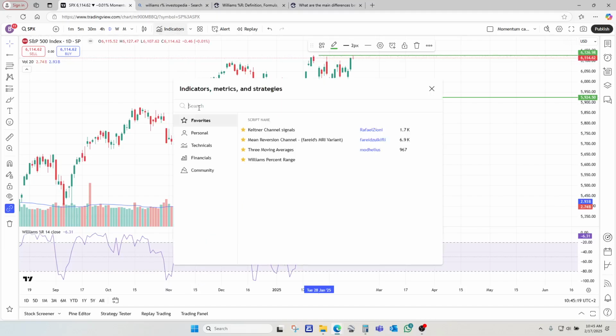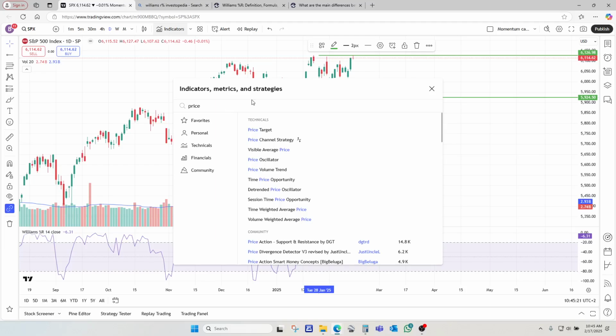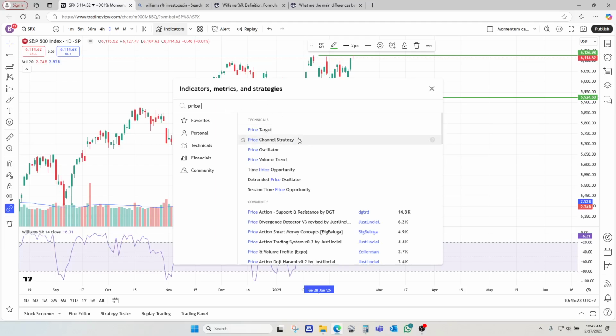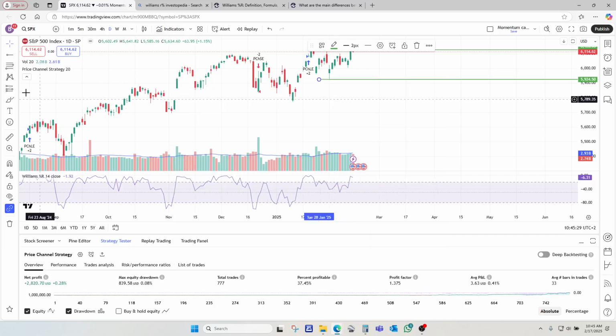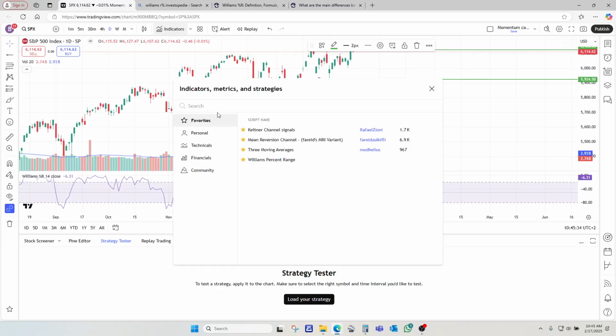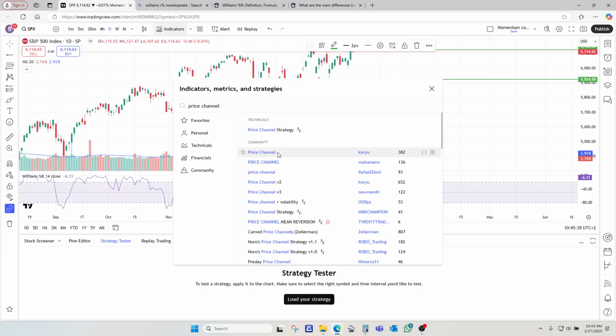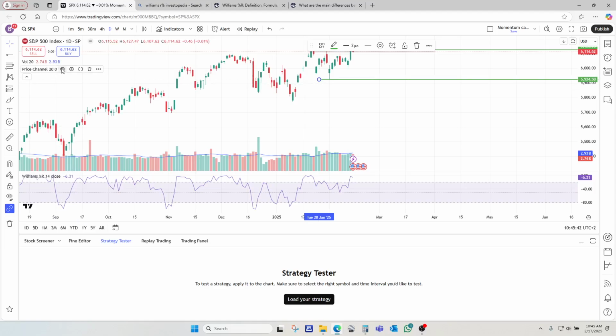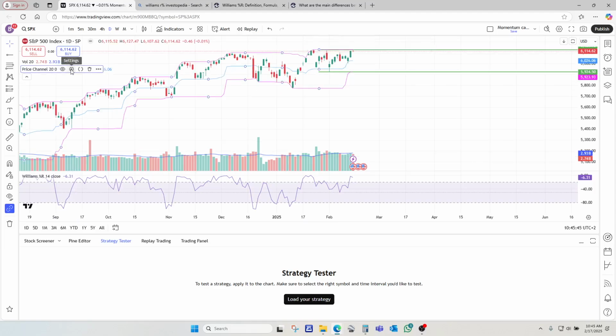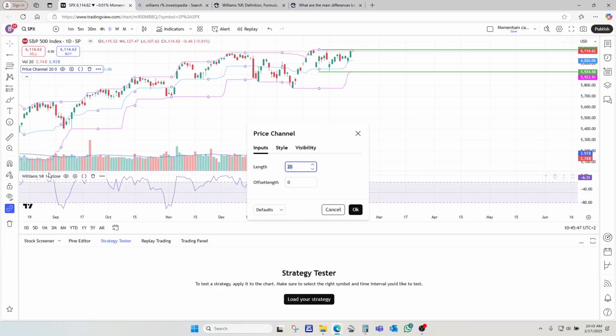We can add here a price range, a price channel, but I would like it without the strategy. No, this is not it. I just want a price channel. Price channel. I'll take the first one. I don't know which one it is. Okay, this is a price channel. We will change the period to be the same as Williams R. So we will do 14 periods.